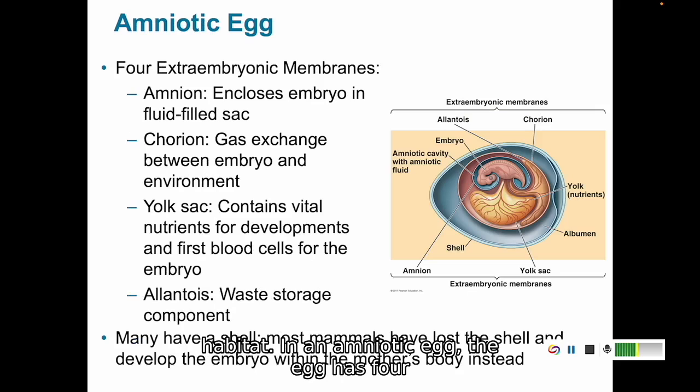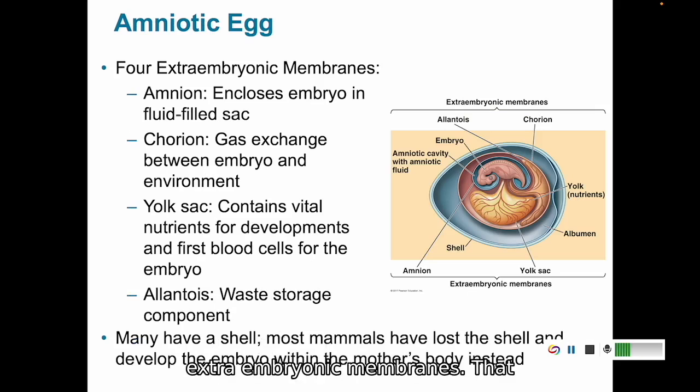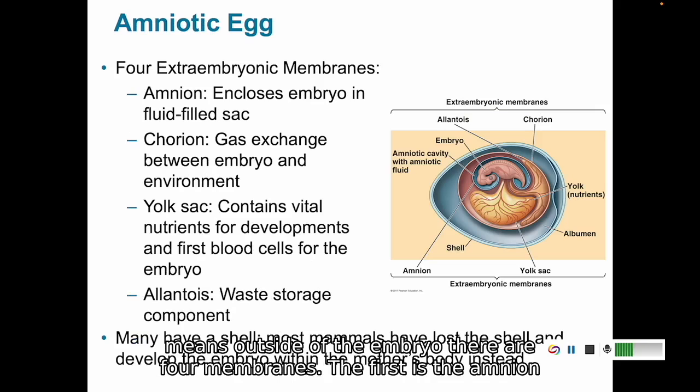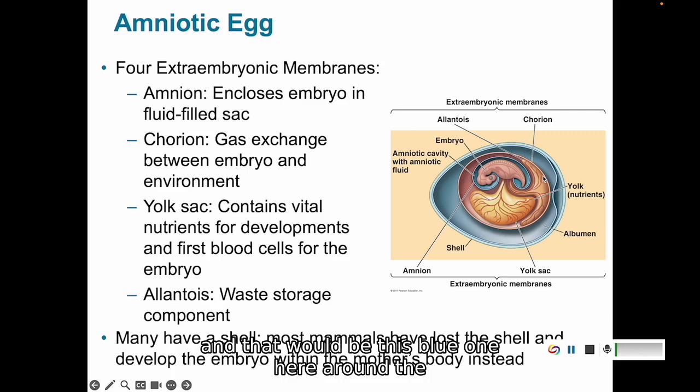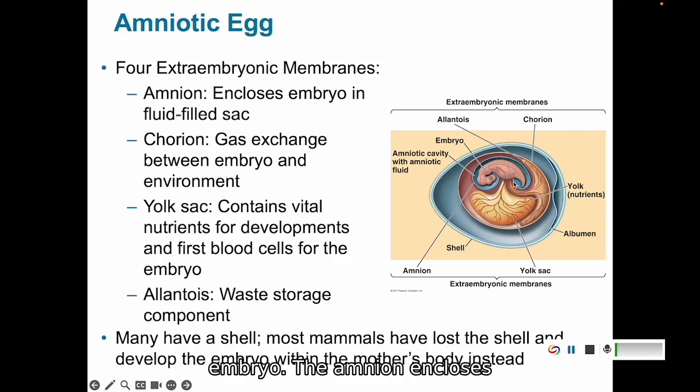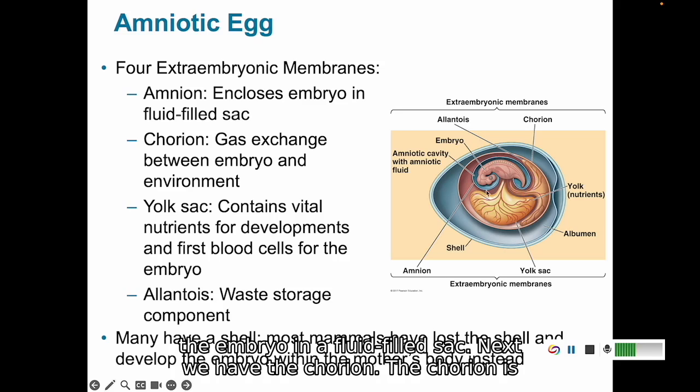In an amniotic egg, the egg has 4 extra-embryonic membranes. That means outside of the embryo, there are 4 membranes. The first is the amnion, and that would be this blue one here around the embryo. The amnion encloses the embryo in a fluid-filled sac.